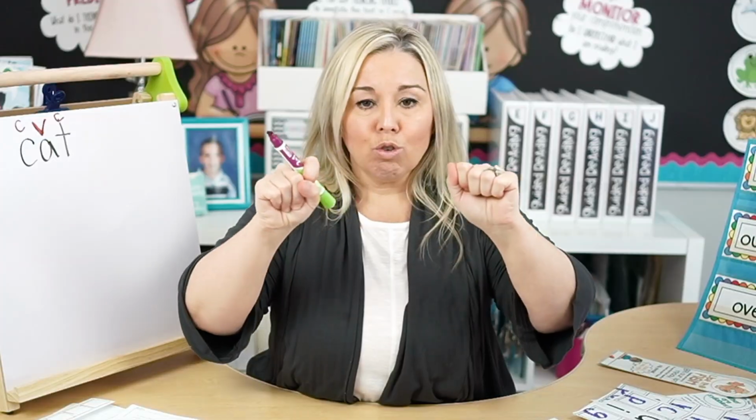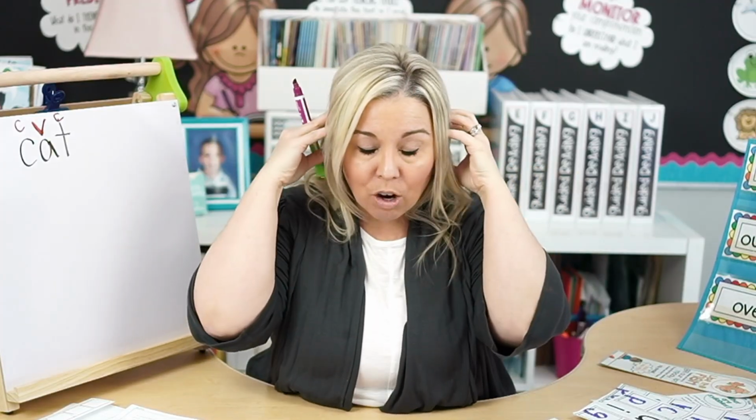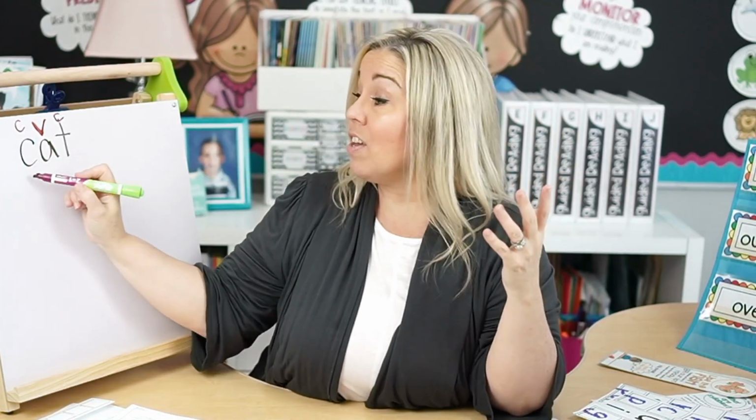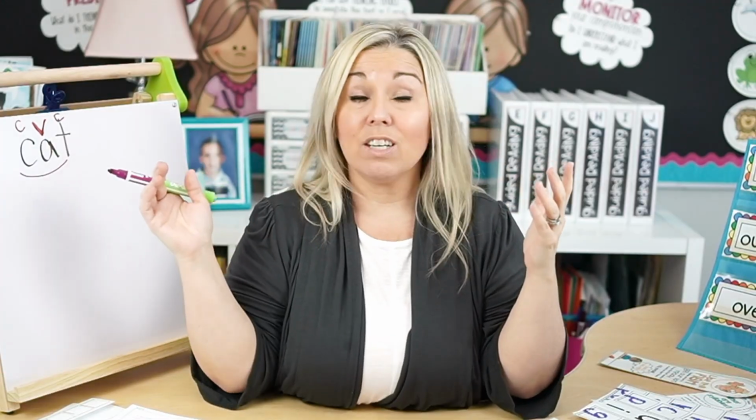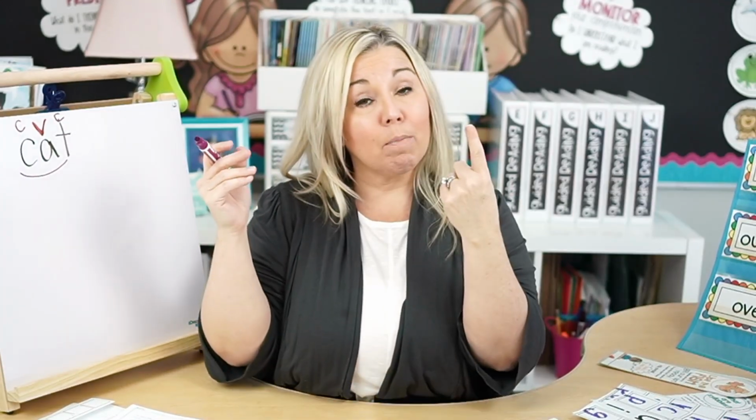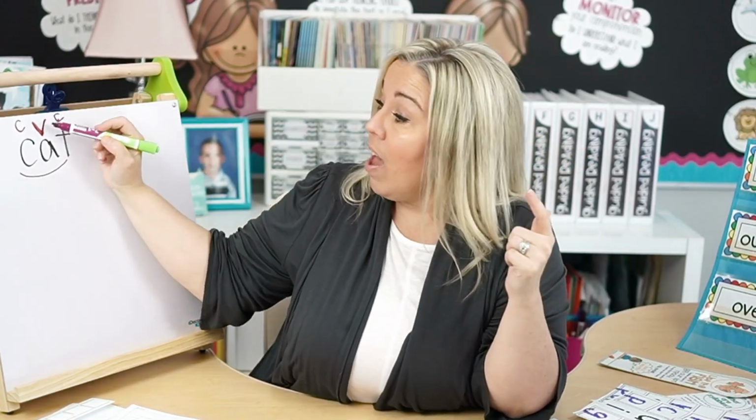So we stretch it, we hear it, and then we divide it. Now this particular word, we didn't need to divide, did we? Because it's only one syllable. Cat. Stretch it, hear it, and then we're going to think about the vowel sounds that are in the word. So that's the first thing I'm going to do with them.